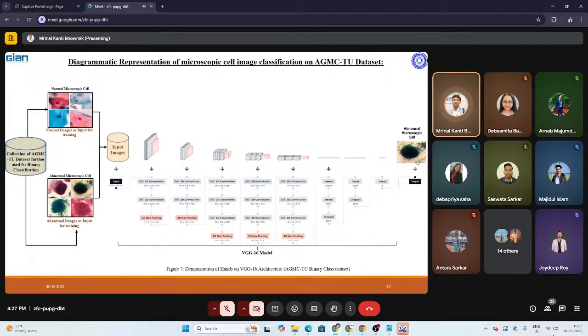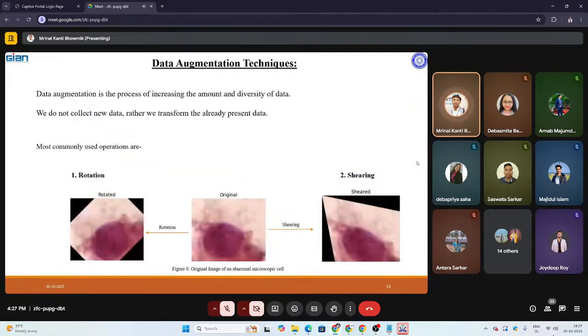Proceeding towards my next slide. This is the data augmentation part which I have explained. What is data augmentation? It is the process of increasing the amount and diversity of data. When do we do augmentation? When we have a limited number of images in our dataset and we need the model to learn more accurately and precisely, we augment the data. That is, we do not collect new data; rather, we transform the already present data.